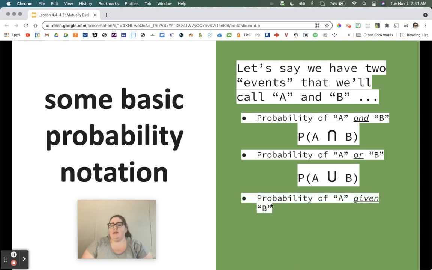And then the last one is what we call a conditional probability: probability of A happening given that B has already happened. And the symbol we use for that is just this vertical line. So probability of A happening given that B has happened. So A given B is how we would say that.